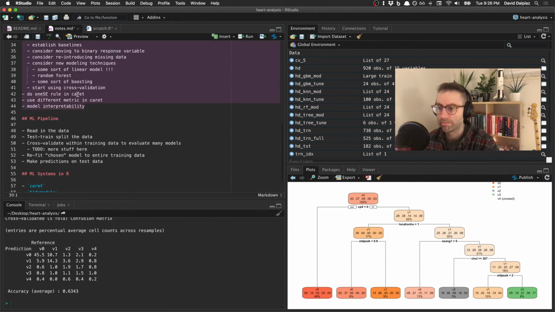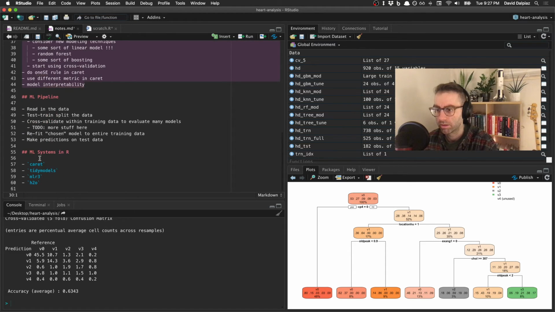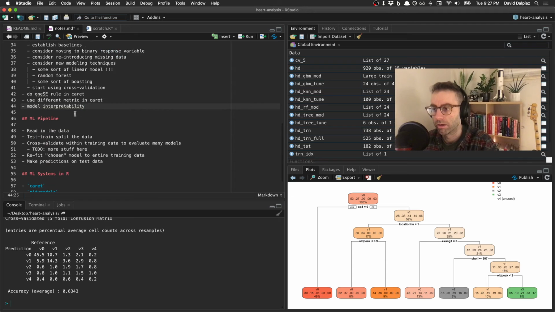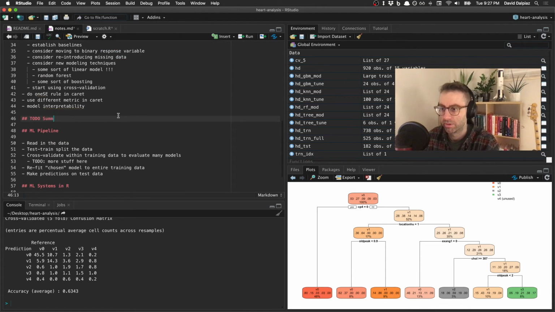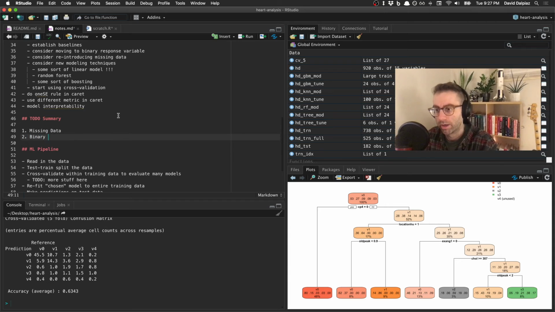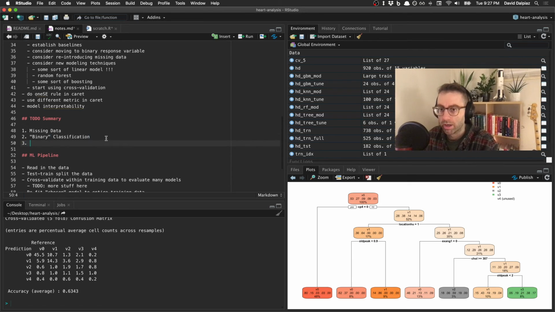Right. Okay, so in summary, our main charge, summary 1, missing data. That's gonna be our big thing. 2, binary classification. I'm gonna put binary in quotes because I'm gonna add a wrinkle to that when we do it. And then 3, use more appropriate metric for model selection. Okay, so that's gonna be our next 3 big focuses. I'm gonna say missing data and other pre-processing.